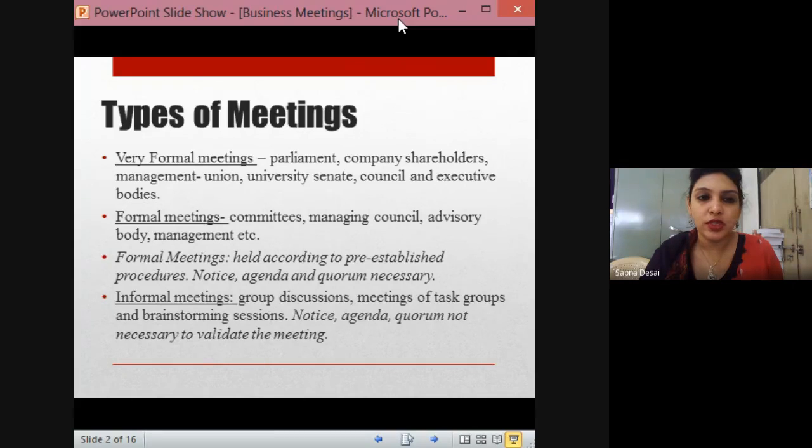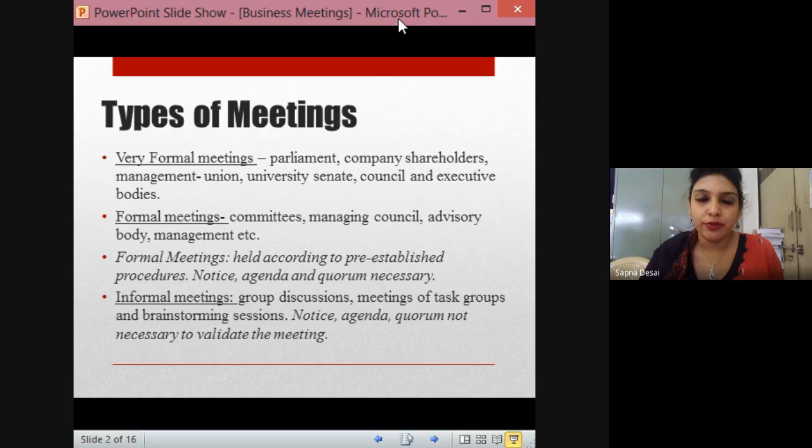Informal meetings are such as group discussions, meetings of task groups, and brainstorming sessions. These kinds of meetings are held on a day-to-day basis in an organization. They are basically brainstorming sessions, where different groups of people deliberate upon an issue and come out with a solution. Or five or six members, or the team leader, will call a meeting, and the team deliberates upon some problem.